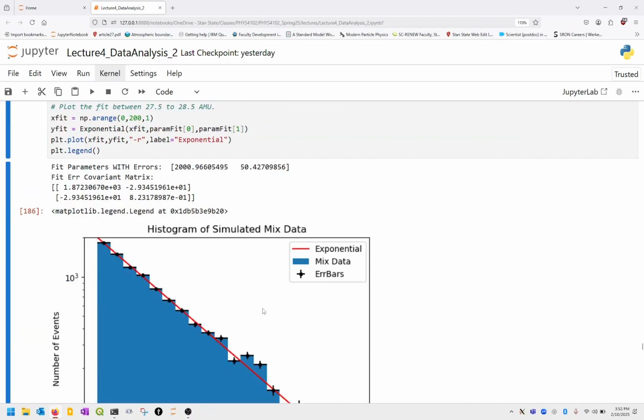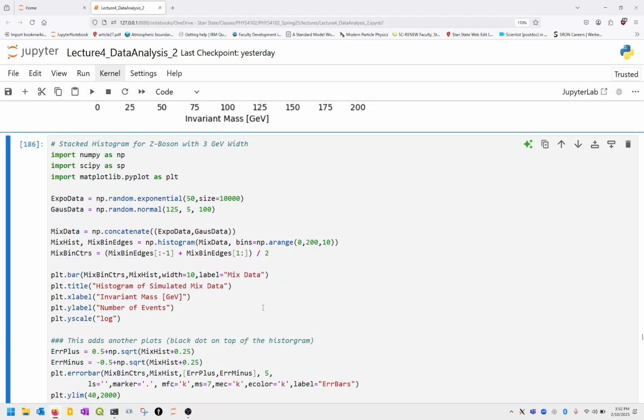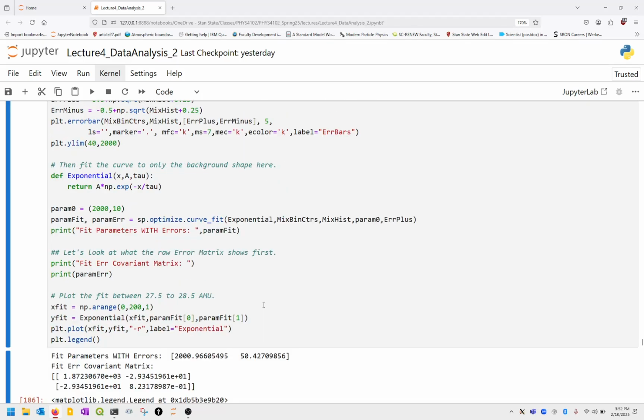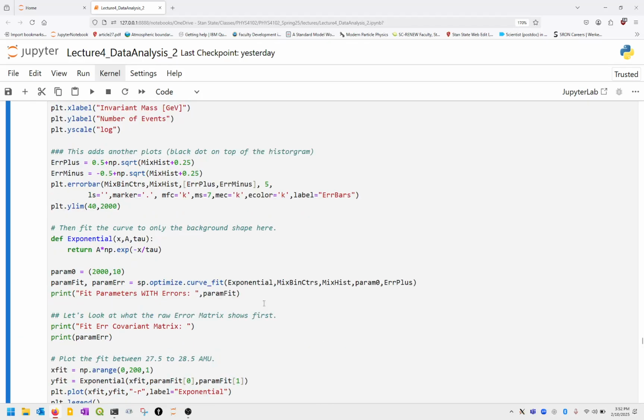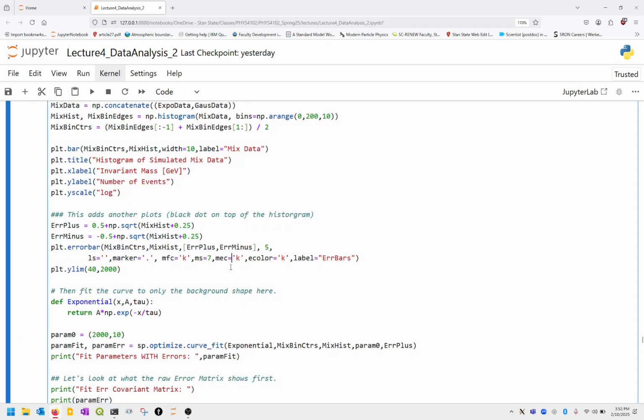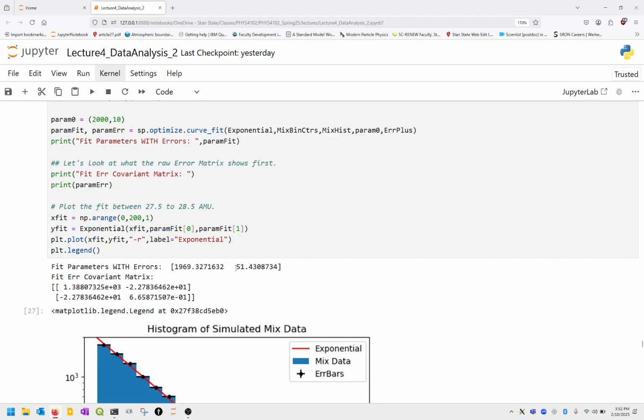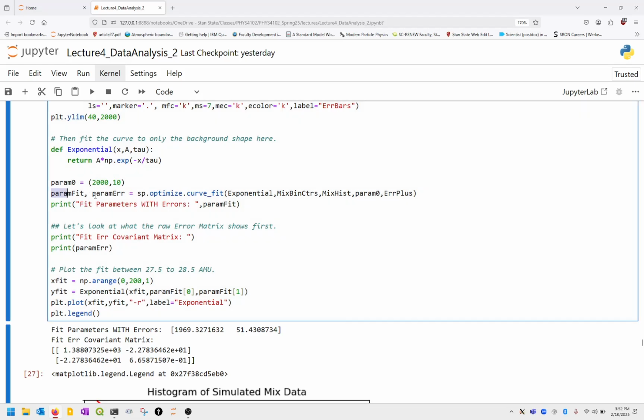All right, what am I doing next? Oh, okay. Stack histogram. So what I'm going to do is also show you what's known as the covariance matrix. Whenever we're doing this optimize curve_fit thing, it gives you two things back. The param fit, which is what I've been using right now. They'll also give you this param error back. So what the heck is that?